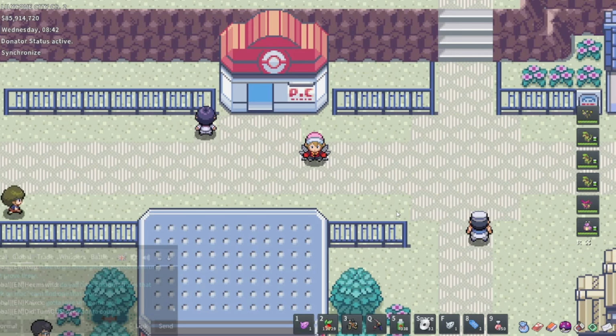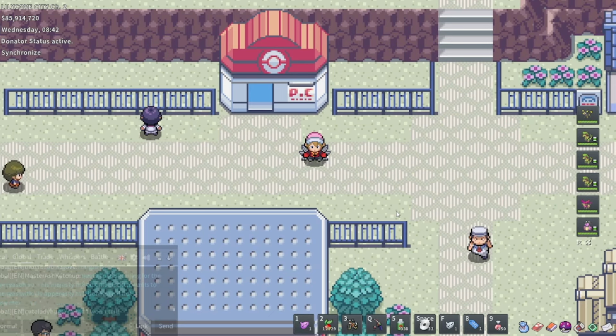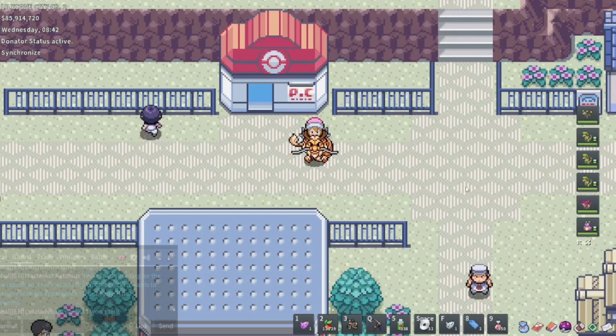So we're going to be catching Shuppet and Duskull today. They have a higher catch rate than Litwick. I'm pretty sure it's a 100% catch rate with a Quick Ball. So we're going to go to Mount Pyre.